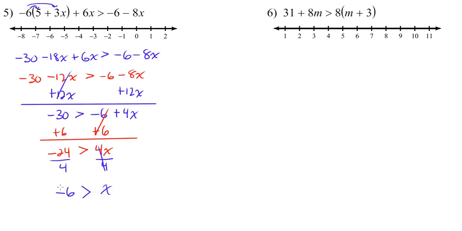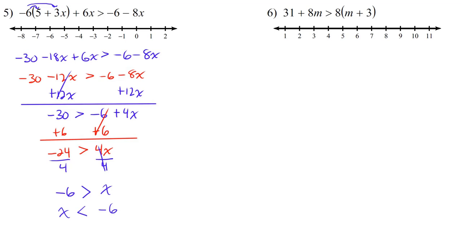So we just turn the whole thing around, making sure everything is the same. So we're going to put the x here, and the negative 6 here, and then the sign is going to go like this. So negative 6 is greater than x is the same as x is less than negative 6. You see how the open side, or the mouth, is pointing at negative 6 in both of these. So our solution is x is less than negative 6.